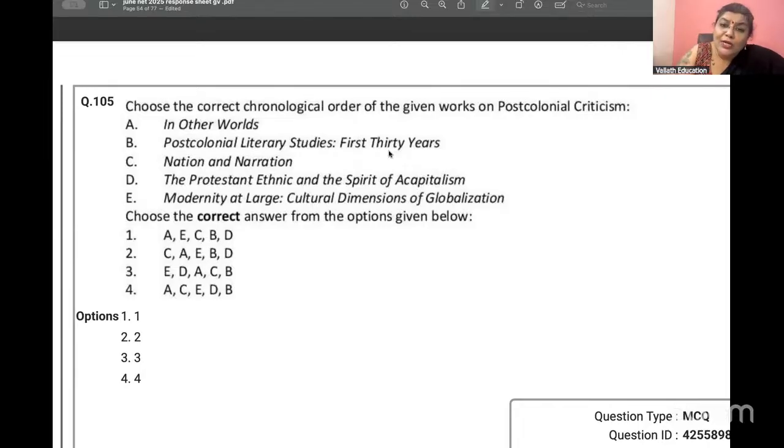Post-colonial literary studies, post-colonial studies started in the 1990s. First 30 years, it must be a book written in the 21st century. Post-colonial theory, which studied post-colonial literature, started only in 1990. Okay, 1990s is post-colonialism. So, B and A, capitalism, sounds like a 21st century concept. You should think. A, capitalism is not an early concept. These are all current concepts. So, B and D must be last, you should think. Like that, with common sense, maybe you will be able to get it.